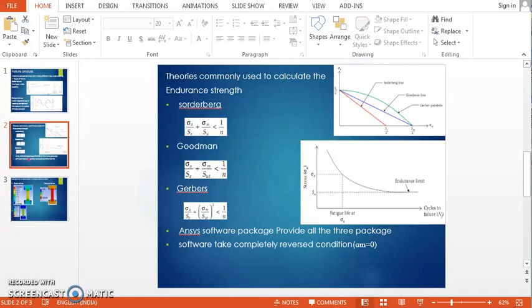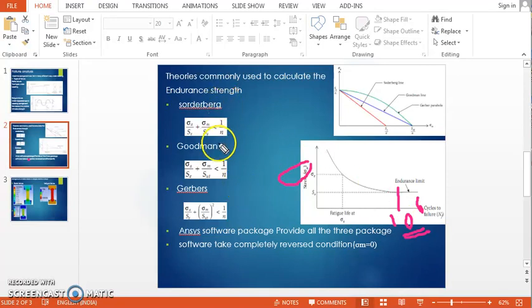What is the endurance strength? Endurance strength means how much maximum stress your component can sustain for life cycle of 10⁶. This x-axis represents the life in cycles, and y-axis represents the sigma A. So this much of maximum stress your specimen or component can sustain for infinite life. That is your endurance strength.